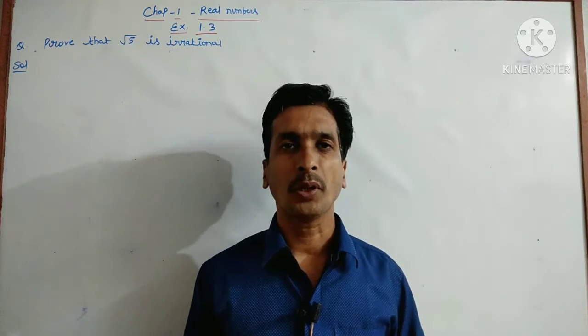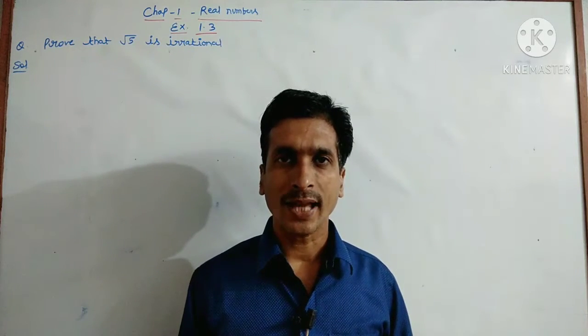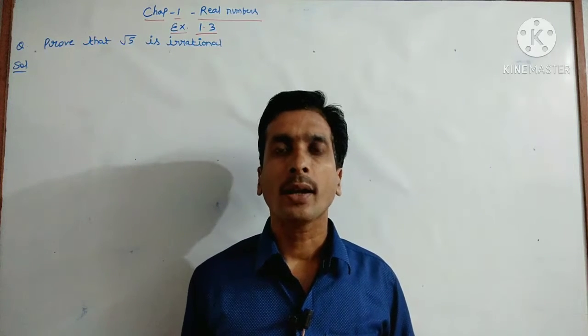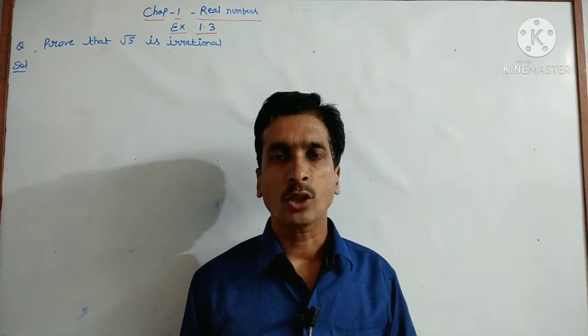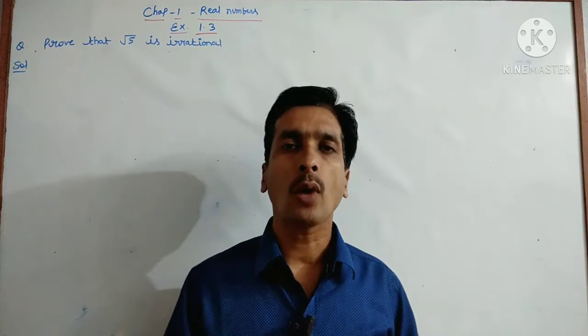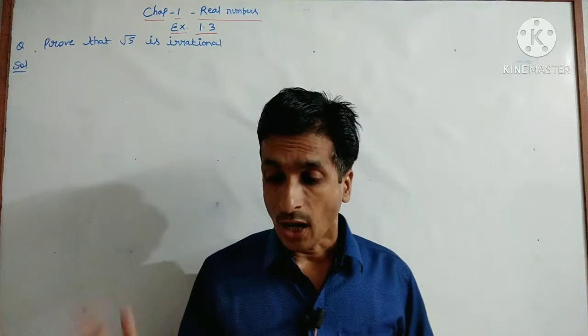We will discuss chapter number 1, that is Real Numbers. In this video we will discuss exercise number 1.3, where you have to prove that a number is irrational. So what is the definition of a rational number? A rational number is of the form p upon q, where p and q are integers and q is not equal to 0.